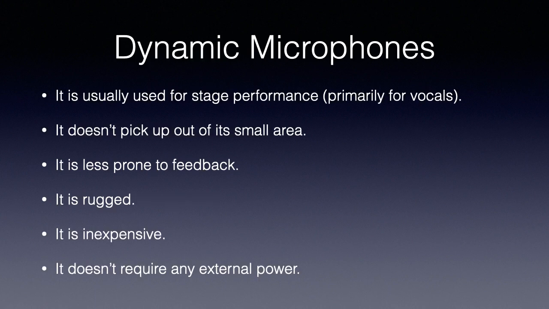Dynamic microphones are usually used for stage performances, primarily for vocal. It doesn't pick up sound out of its small area. It is less prone to feedback. It is rugged. If you drop it, don't worry that it will be broken. It is inexpensive. You can get it under $100 easily. It doesn't require any external power.